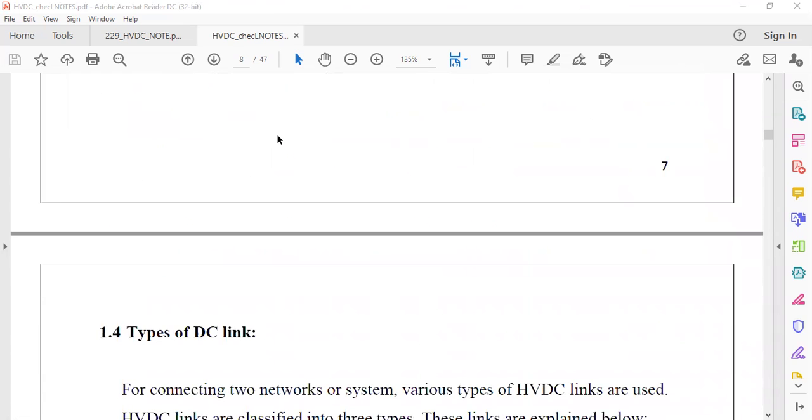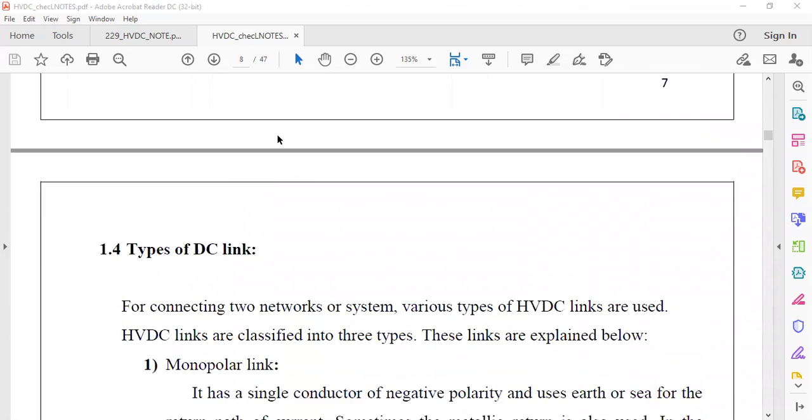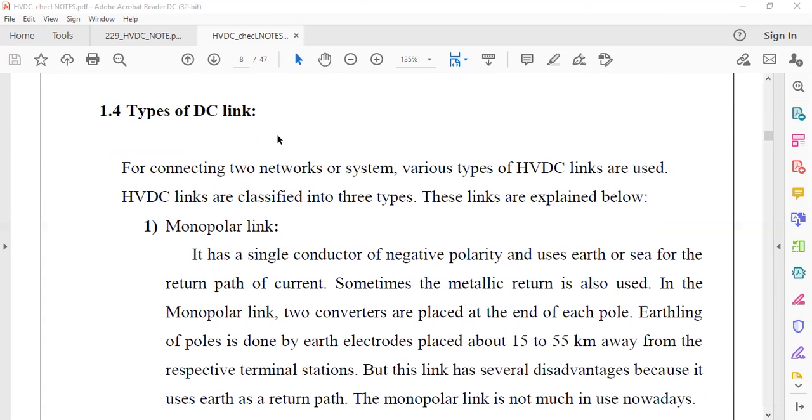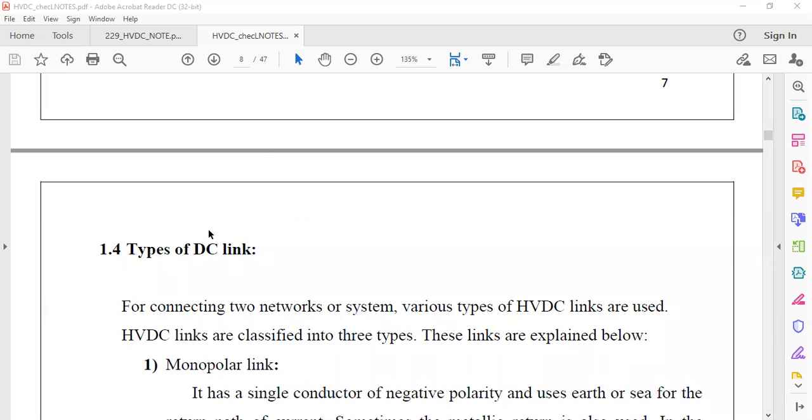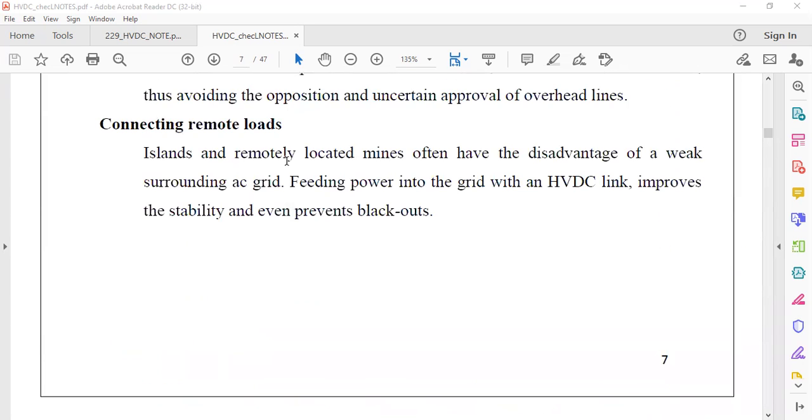Okay? Right. Coming to the next class, we go for types of DC links. There are mainly three types: monopolar, bipolar and homopolar links. We go for that in the next class. Okay, thank you. We'll continue next class.